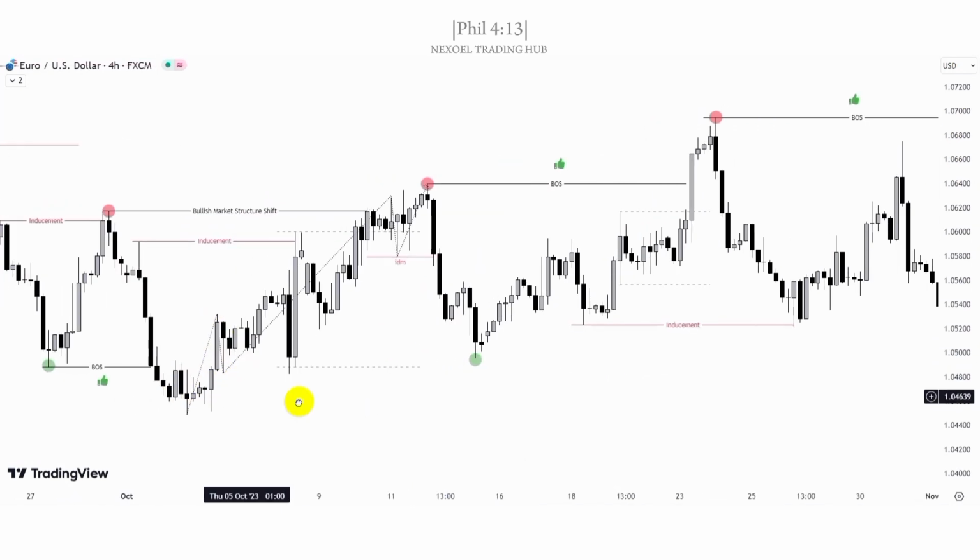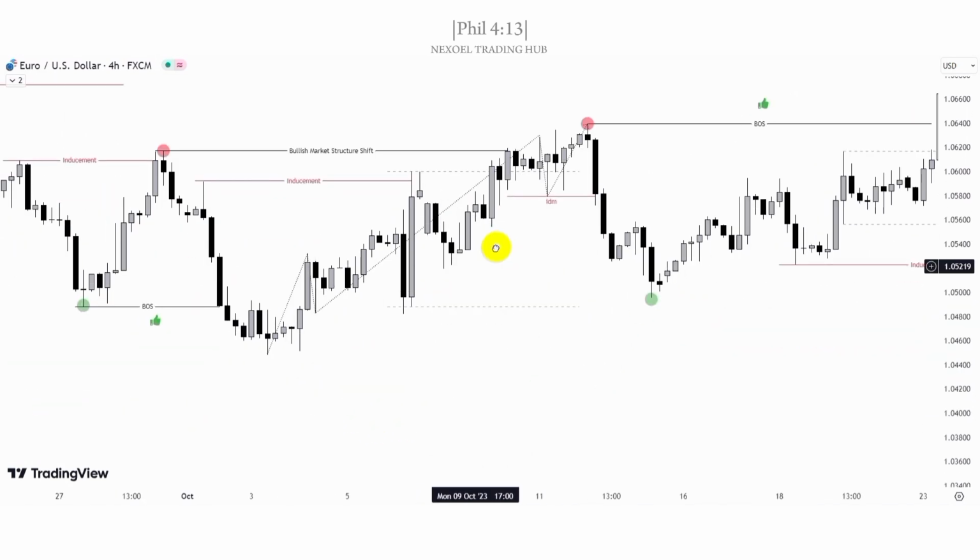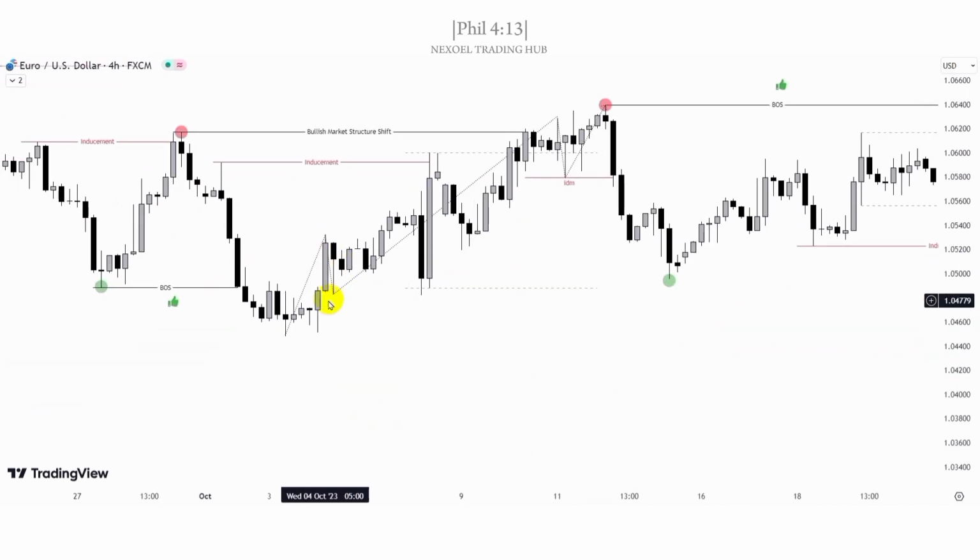This is a valid pullback. Why? Because what you're going to see is that this candle took out this bullish candle low points. The wick took out the low. So we have the pullback. Price gave us the impulsive leg. This is the entire impulsive leg. Why? Because we have the pullback. Price gave us this movement to the upside.